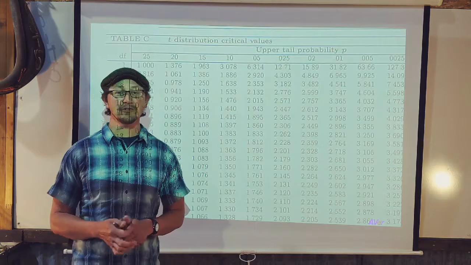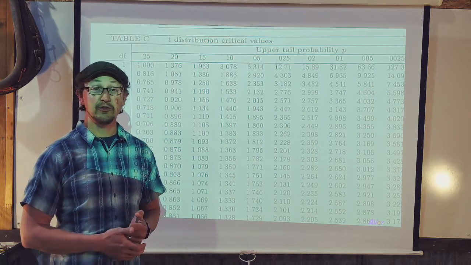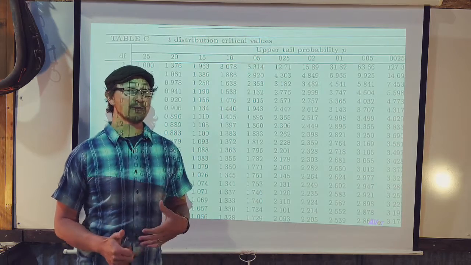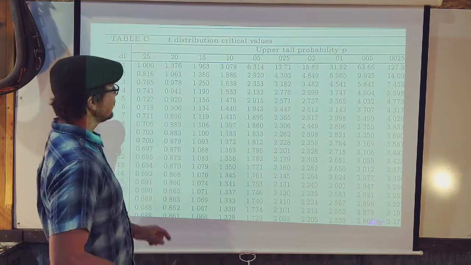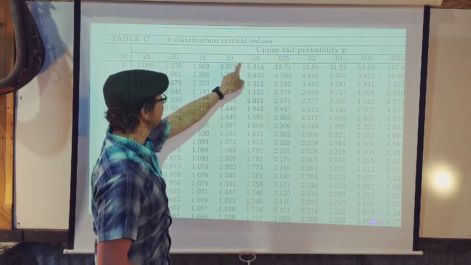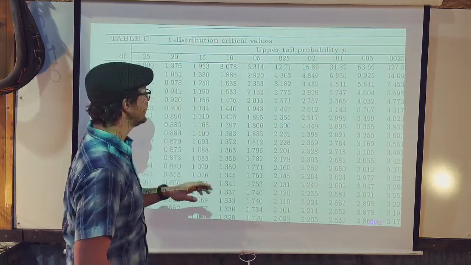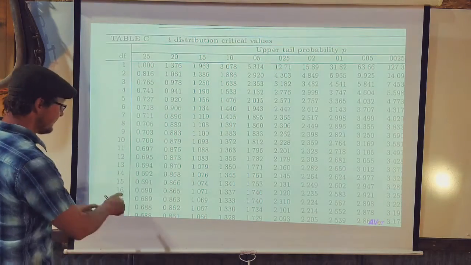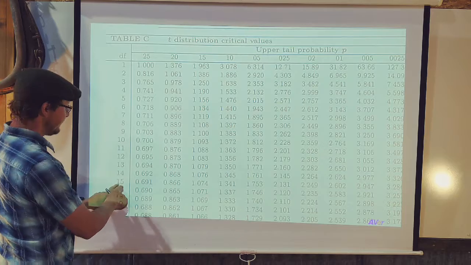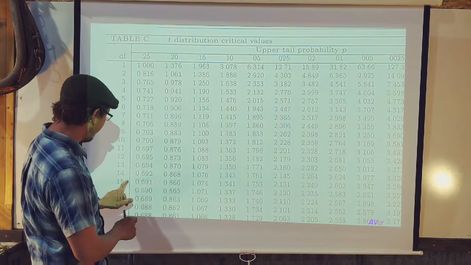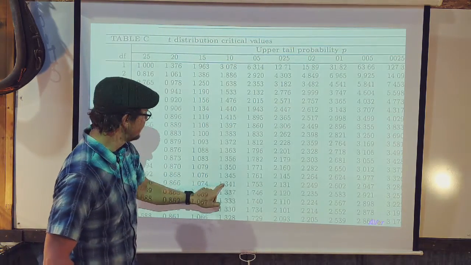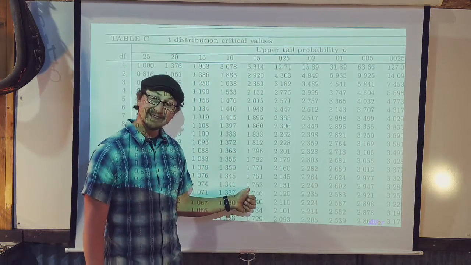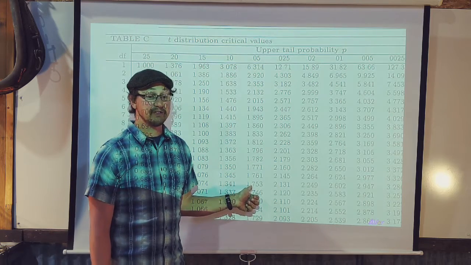So if we want to test at a 5% significance level, how many standard deviations away from the mean will we be? Well, across the top of this table, we see the upper tail probability P. So if we're looking for a 5% significance, and we have 15 degrees of freedom, a sample size of 16, I'm simply going to triangulate 15 and 0.05. So we see that we are 1.753 standard deviations away from the mean.